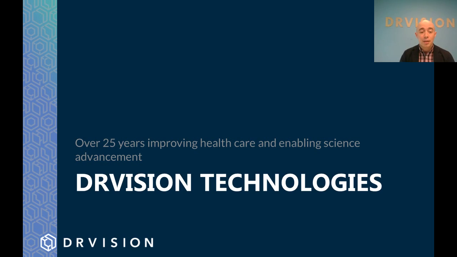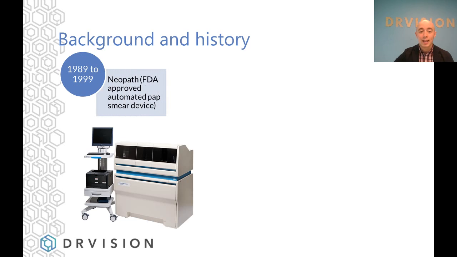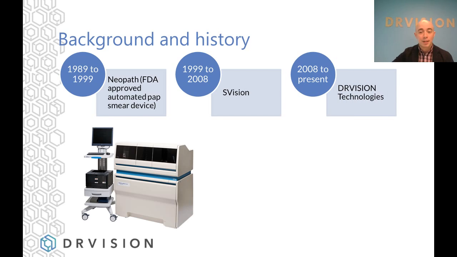Our group of people has been together for over 25 years now, enabling scientific advancement and improving healthcare. The executive group started in the late 80s as Neopath, where they developed an automated pap smear device. It's the only FDA-approved device of its kind, and you can see it here. It's still in use today. After that company was sold, the founders re-established a new company called S-Vision, which mostly focused on industrial applications, such as metrology. In 2008, we rebranded with a little bit of investment from Nikon. Now we're DR Vision Technologies.